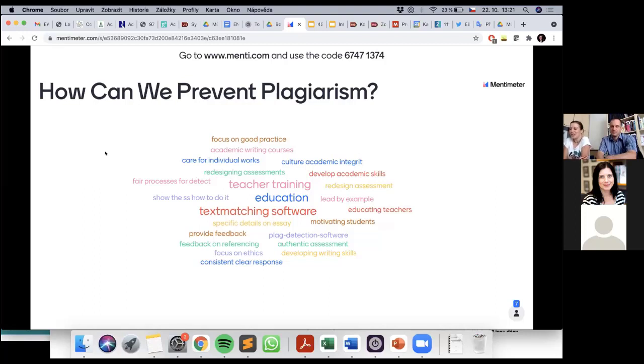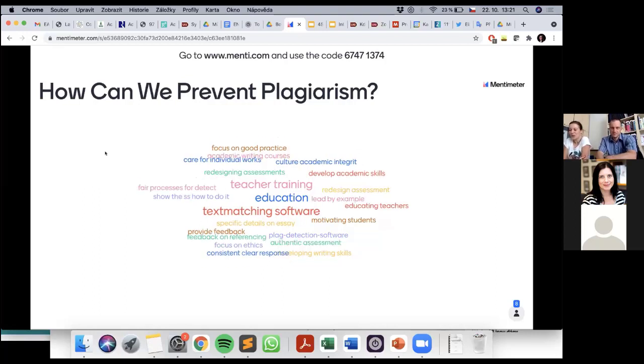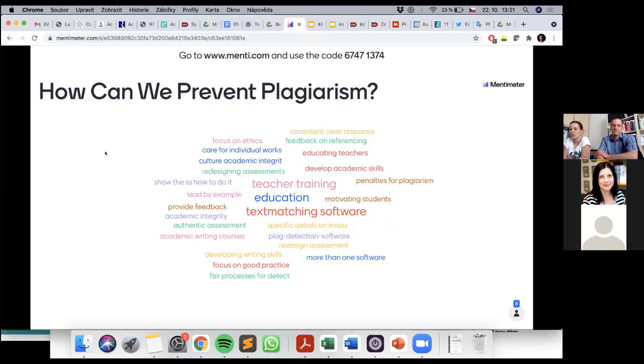Also, the teacher training is quite high, so the teachers should be aware of these issues, should know how to deal with them, and should know how to work with the text matching software, that it's not actually plagiarism detection software or some originality assessment software, but really just text matching software. And the teachers should sometimes learn how to work with the sources properly, so that they can lead the students by example.